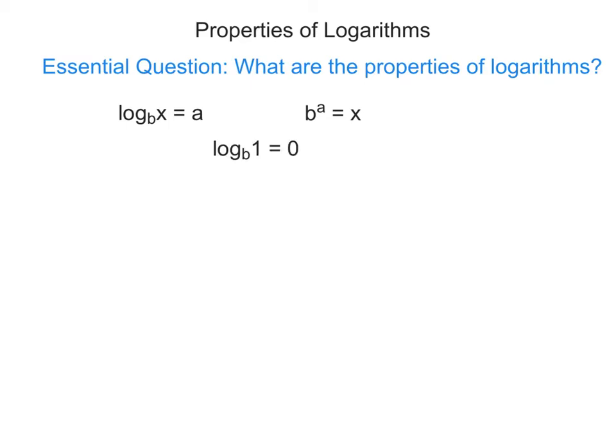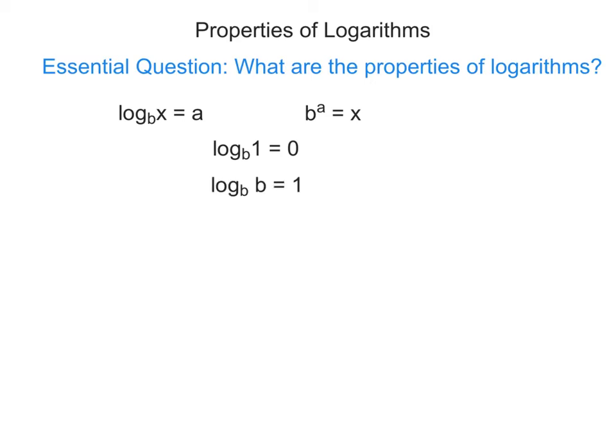Now the first rule that we'll discuss is that the log of 1 to any base is always 0. Regardless of what the base is, the log of 1 is always going to be 0. Another way of looking at that is that if you were to graph the log equation, it always crosses the x-axis at x equals 1. So the x-intercept is always x equals 1. So the log of 1 to any base is 0.